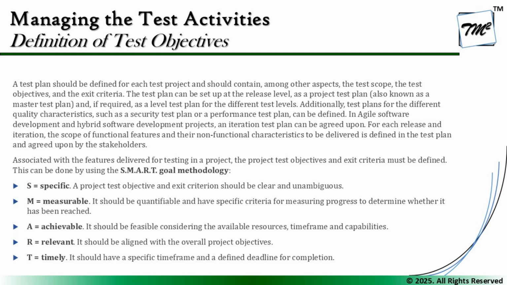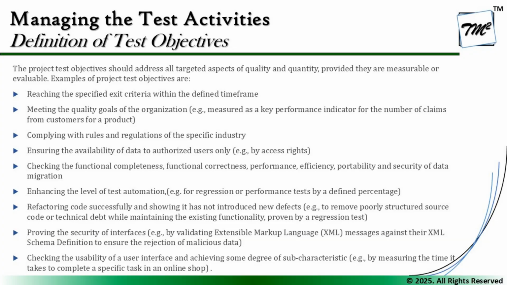Achievable, it should be feasible considering the available resources, time frame, and capabilities. Relevant, it should be aligned with the overall project objectives, and timely, it should have a specific time frame and defined deadline for the completion. Indeed, each one of these has a very direct impact on our definition of objective, and it gives us a very clear meaning that, yeah, this is what we really need to define the objective clearly at any point of time. So as they are very straightforward, let's move on to the next topic here.